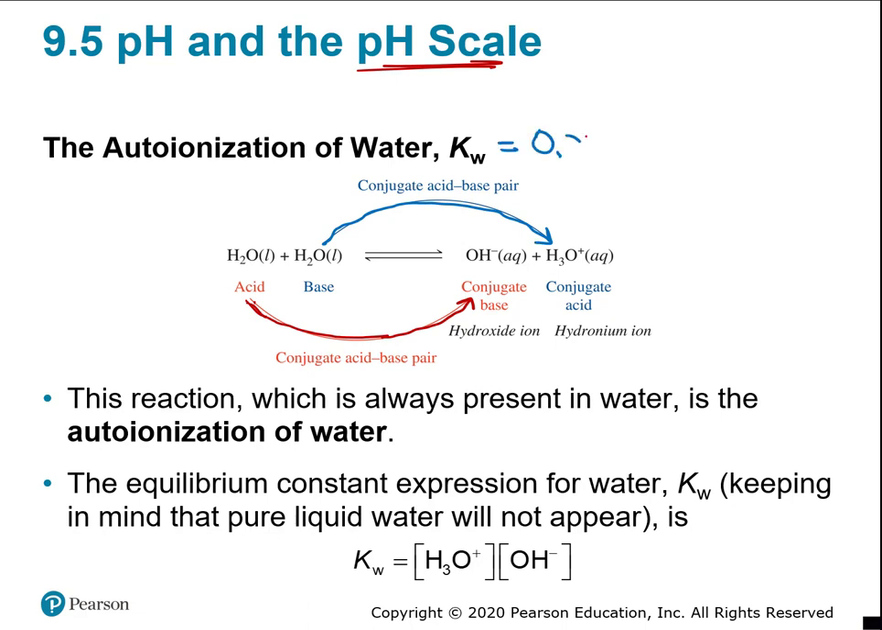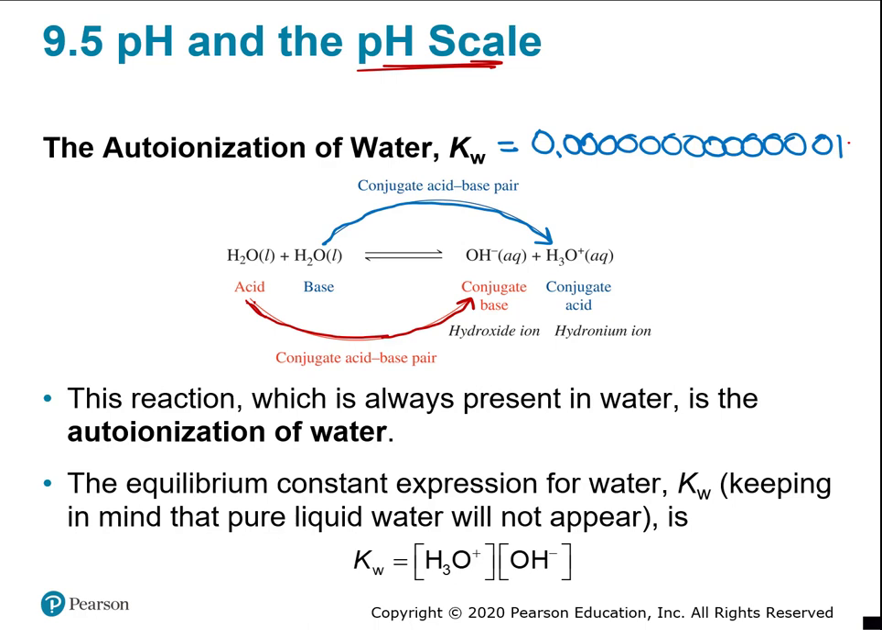is 0.000000000000 1, with 13 zeros after the decimal place. How do you know that? Just because it's 1 times 10 to the minus 14. Oh, I thought that should be a 1. It is. So there's 1, 2, 3, 4, 5, 6, 7, 8, 9, 10, 11, 12, 13, 14. So there's 13 zeros after the decimal place.